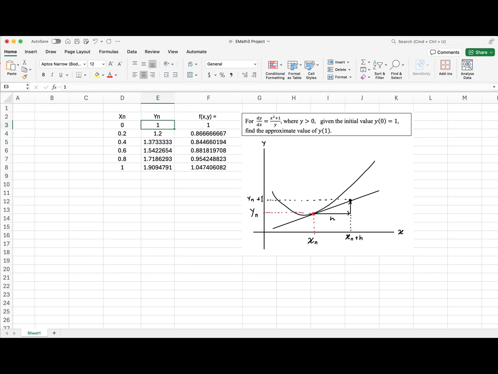As shown above, I will use the yn column and input a value of 1 into both of the columns. When xn equals 0, as we increase the step size, we will use the formula to find the next yn value, which would be yn plus 1. From then on, I will be repeating this formula and increasing the step size by 0.2 each time until I finally reach 1. And from then on, I will get the final answer, which will be 1.909471 for the yn value.